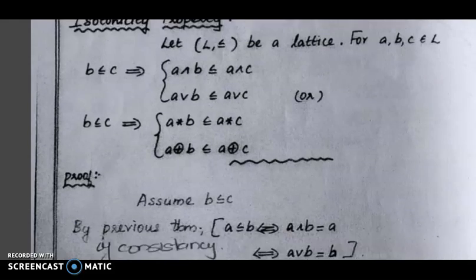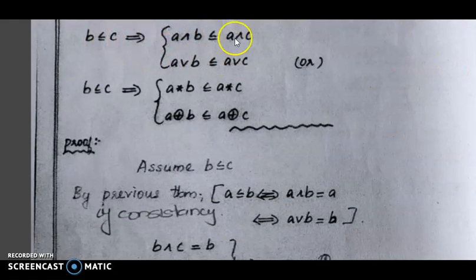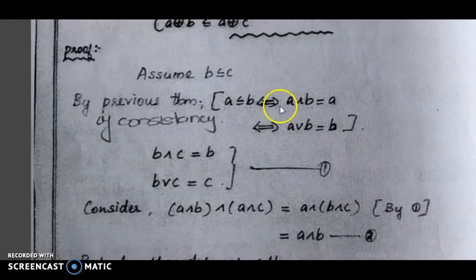In the proof we assume B less than or equal to C and we prove the RHS. Assume B less than or equal to C. So we know that by the consistency law, A less than or equal to B means A and B is equal to A, or A or B is equal to B. So here B less than or equal to C means if you take AND, B and C is equal to the first term, B or C is equal to the second term. This is by using the consistency law which we have learned now. If A less than or equal to B, we can write like this. Therefore B less than or equal to C, we can write like this, equation number 1.